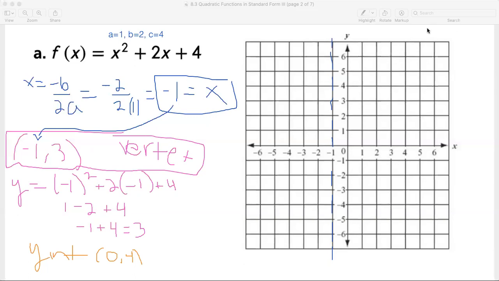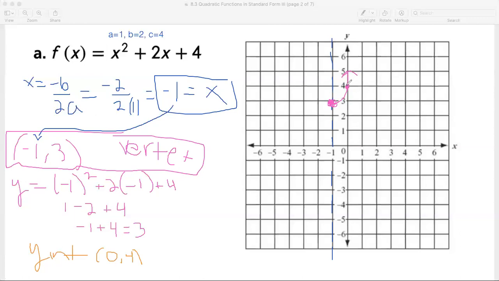Okay, so now my vertex is at -1, 3. So that would be right here. And then my y-intercept is at 0, 4. Okay, so my parabola, remember the vertex is where it all starts. It's going to start at the vertex and face up. It should face up. My a value is 1.